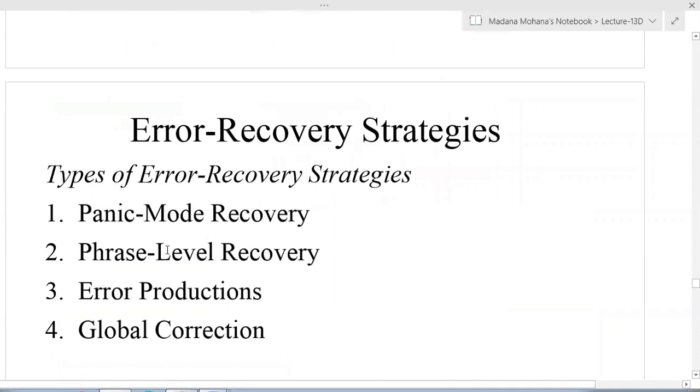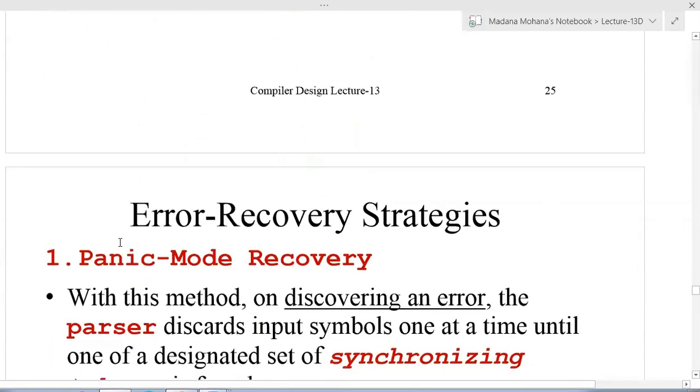Then let us see the error recovery strategies with a detailed explanation. So, types of error recovery strategies. Earlier we already mentioned two techniques: panic mode recovery and phrase level recovery. These two are the primary error recovery strategies used in syntax analysis or parser to handle syntactic errors. In addition to these two, two more error recovery strategies are also included here. Those are error productions and global correction. Finally, these four error recovery strategies are used to handle syntactic errors by the parser or syntax analysis. Now we will see them one by one with a detailed explanation.